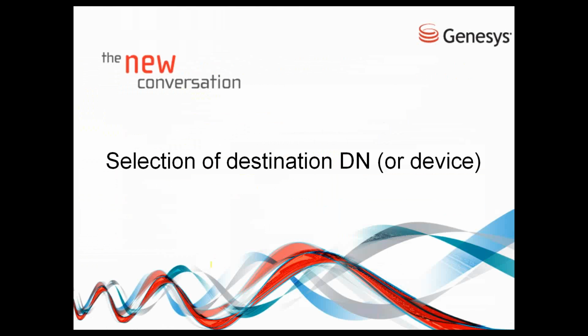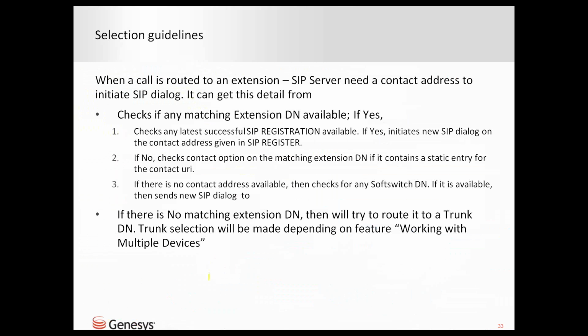Selection of destination device. When a call is routed to an extension, SIP server needs a contact address to initiate a SIP dialog. Now we receive an inbound invite, the call may be placed on a route point and then it finds a target agent, or the call may be directly going to an agent, or the call may be external to the SIP server, can be anything. But the procedure SIP server follows is, when it gets the target information, can be anything.